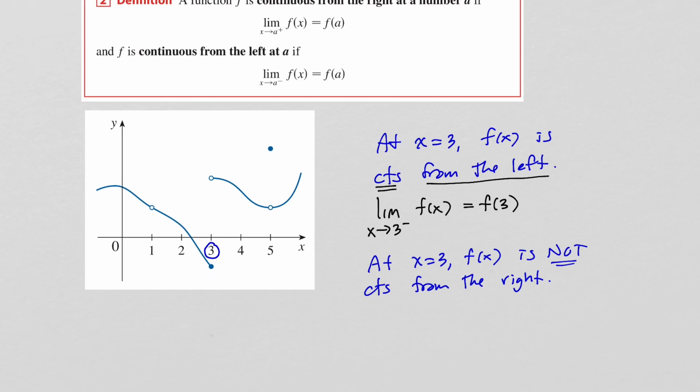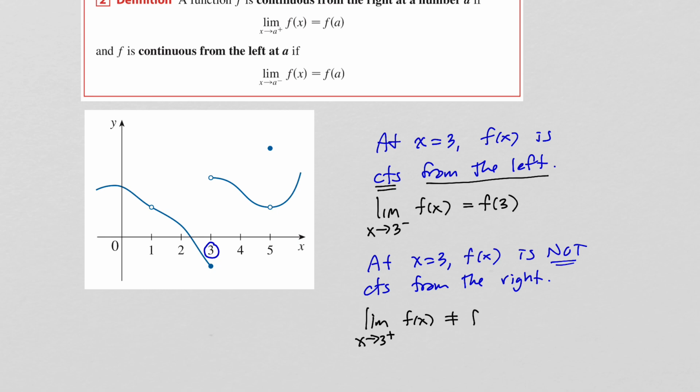Now, why is that? Well, just look at the graph. As we approach 3 from the right, the function values are approaching this number. So the limit is this value up here. However, the function value at 3 is still down here. So what we have here is the fact that the limit as x approaches 3 from the right of your function is not the same as f of 3. So this would be an example of continuous from the left and not continuous from the right.